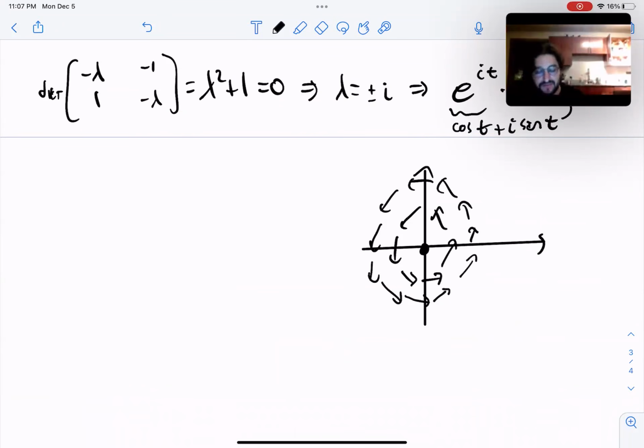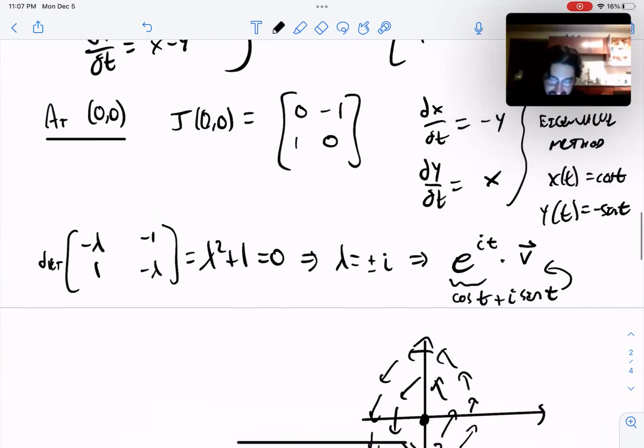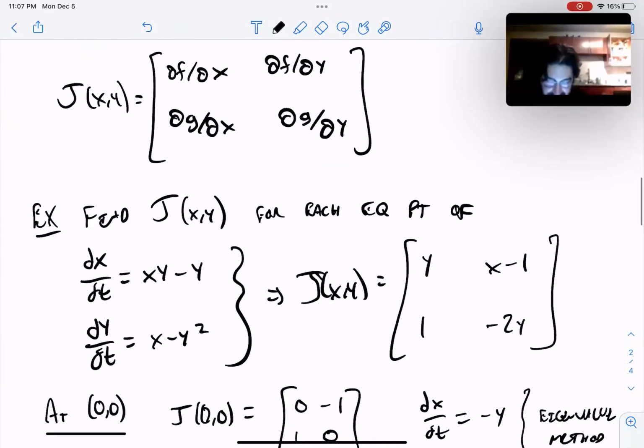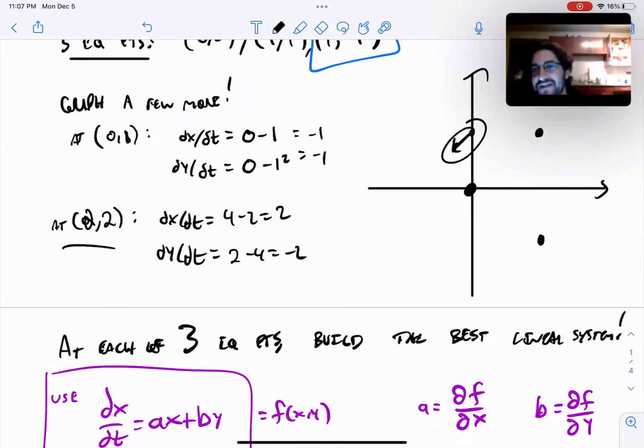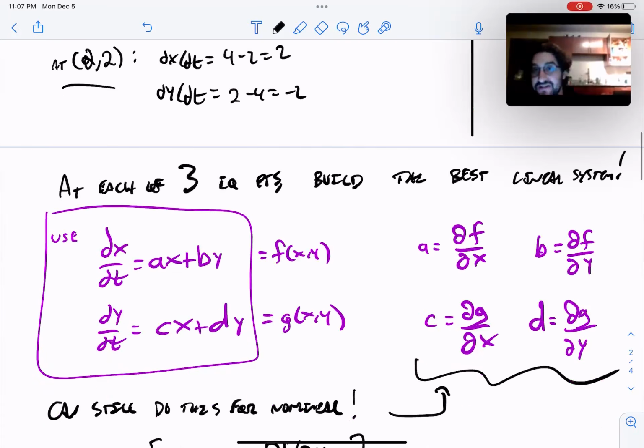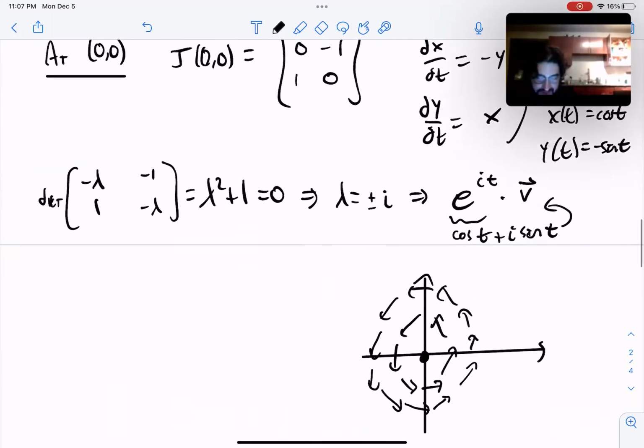And how do I know it's rotating counterclockwise instead of clockwise? Well, that's where graphing that one arrow really helped, right? It shows you the direction. Okay, then what else happens?